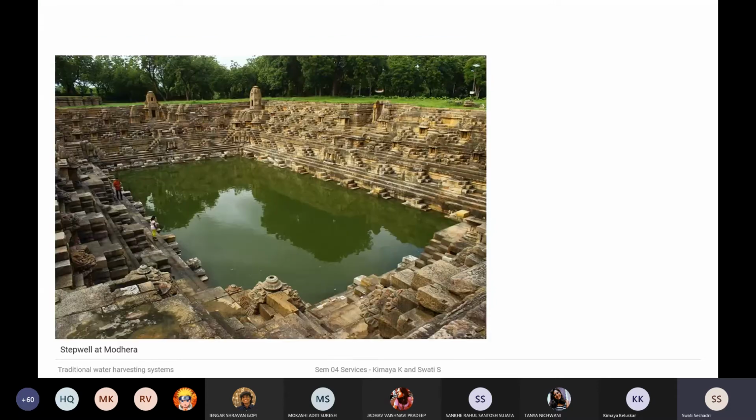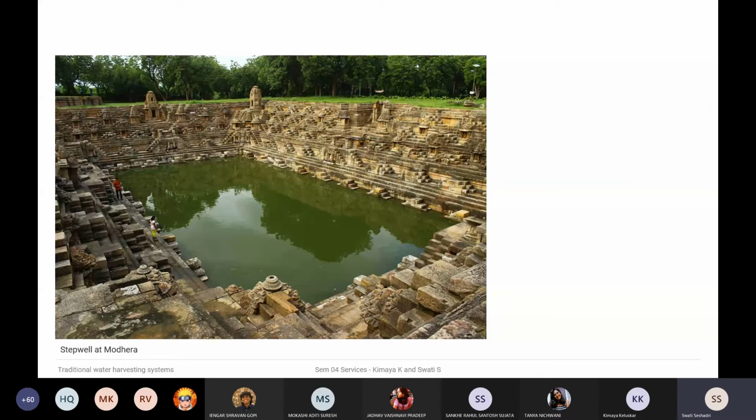Then you have the step well at Hampi. These are just iterations of the same idea. This is the step well at Modhera. Now, also, a lot of these are part of temple complexes, and that's why the ornamentalism comes in, depending on where it's being built and for what. But essentially, the idea of it is the same. The concept of it is that it is a holding tank.